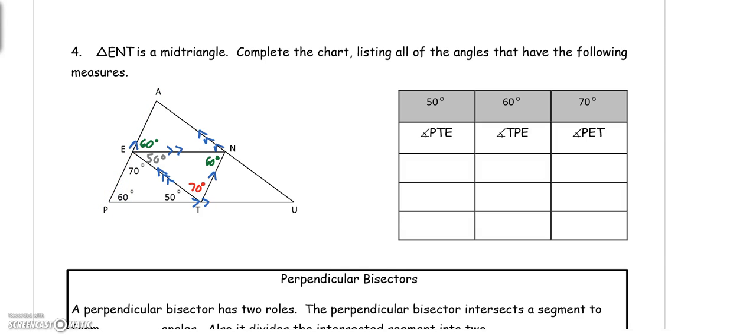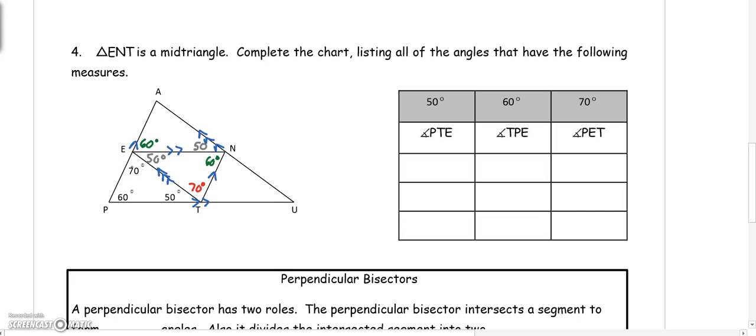Then let's switch parallel lines again. So let's switch to AU and ET. If I pick EN as my transversal, I have alternate interior angles with 50 degrees. So 50 degrees is right there.